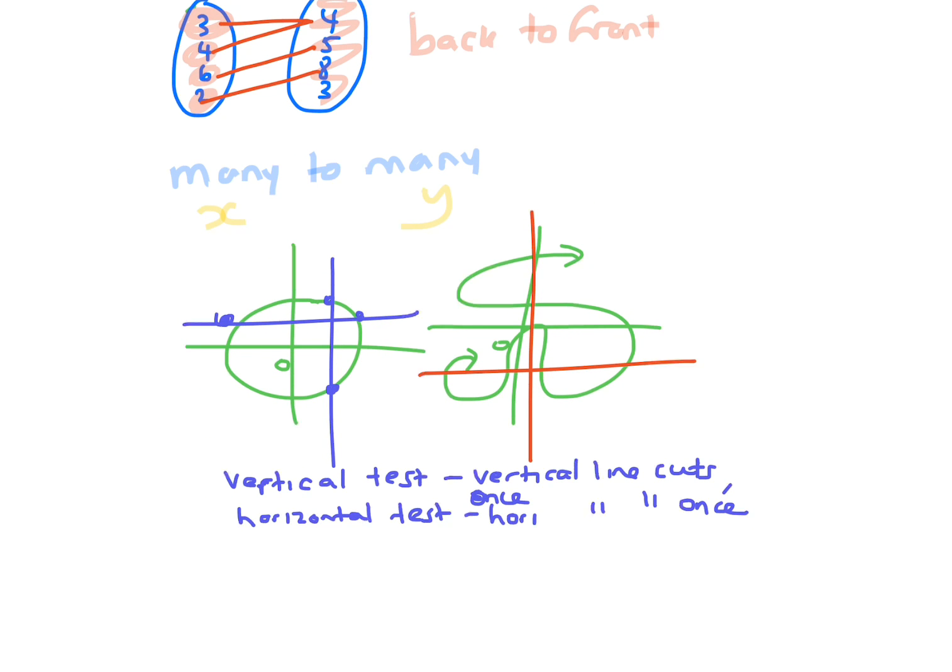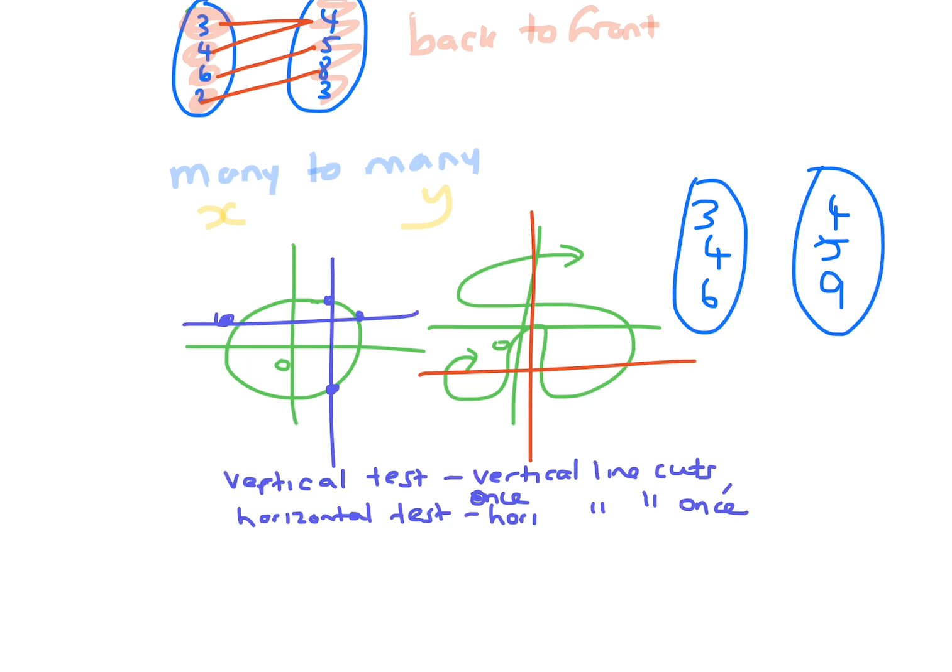And if you're going to draw one of those little picture things and try and figure out 3, 4, 6, 4, 5, 9, you go to town on this because anything goes. 3 can have many friends, 5 can have many friends, 4 can have many friends. So many X's for many Y's.